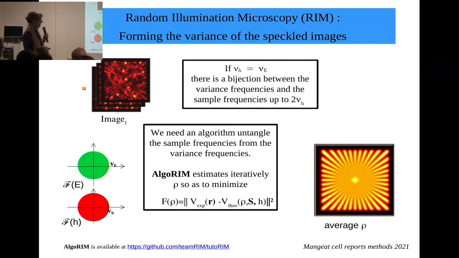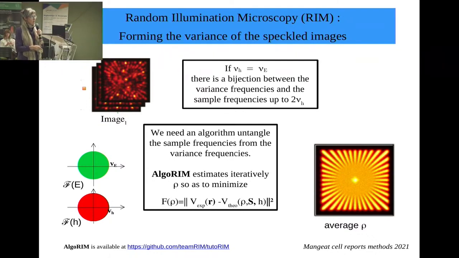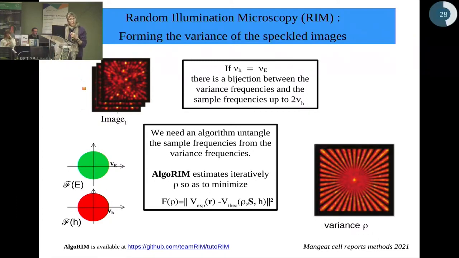And so we have developed, and this is the work of Simon, who will give a workshop later in the week, an algorithm which is able to estimate rho iteratively so as to minimize the difference between the experimental variance and the theoretical variance. And when this estimate has converged, we are sure that we have been able to recover the sample up to nu h plus nu e. So here is an example of the estimated rho when you do the average, and this is the estimated rho when you use the variance.